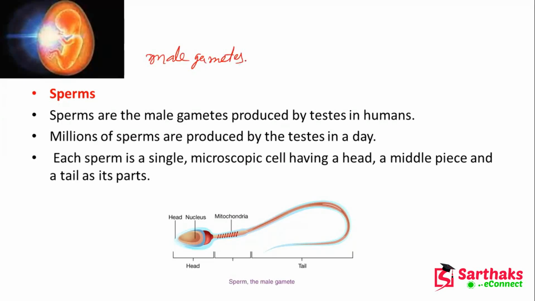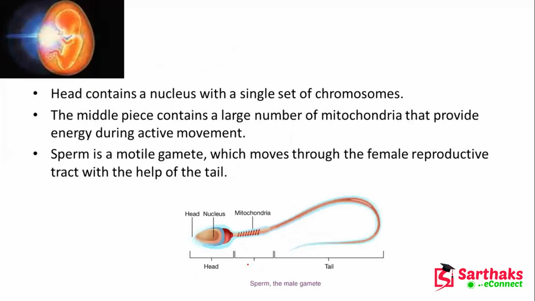Millions of sperms are produced by the testes in a day, and each sperm is a single microscopic cell having a head, a middle piece, that is mitochondria, and a tail. The head contains a nucleus, which you can see here, with a single set of chromosomes.